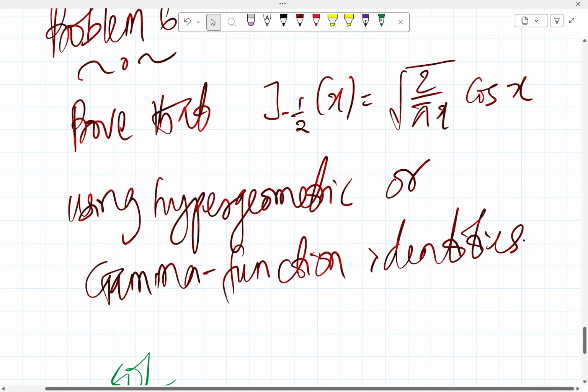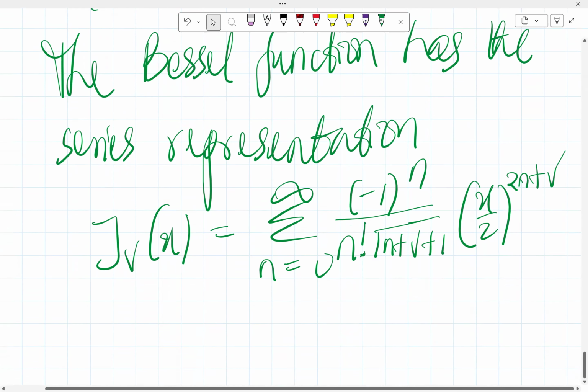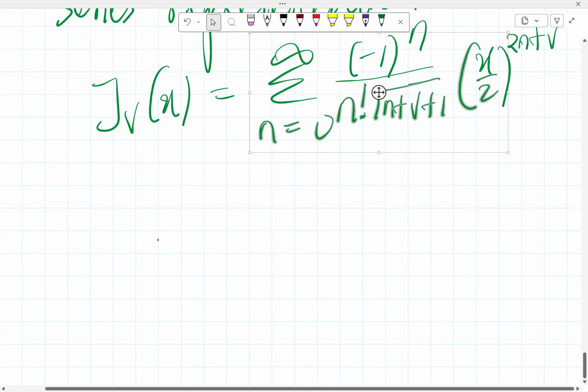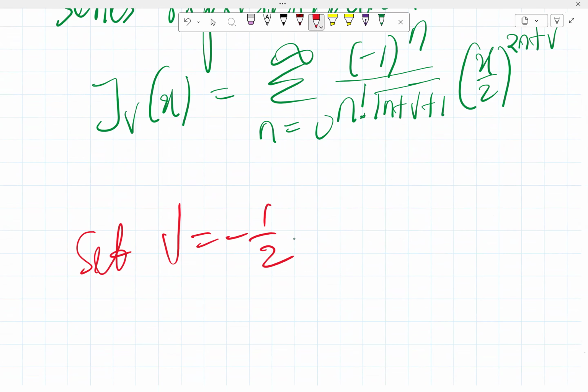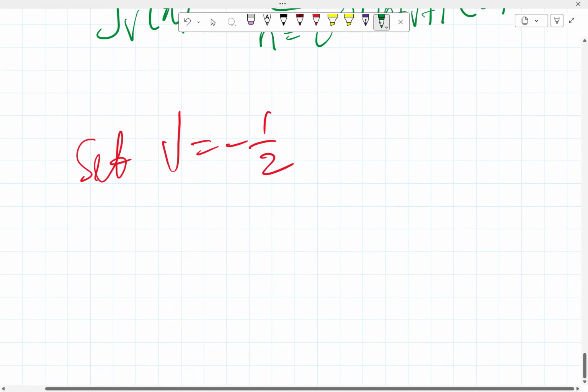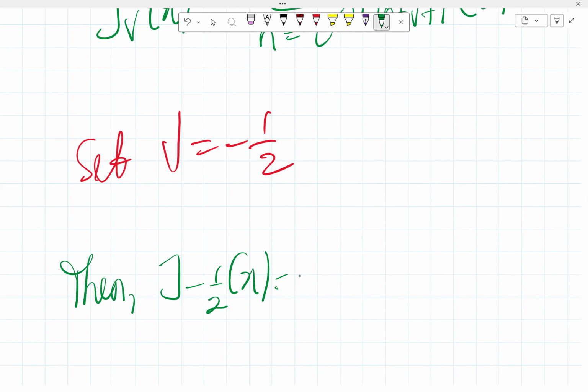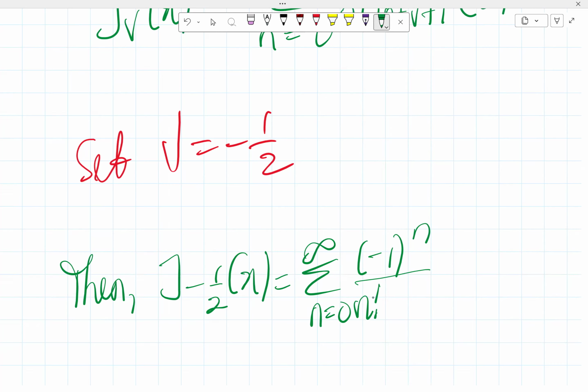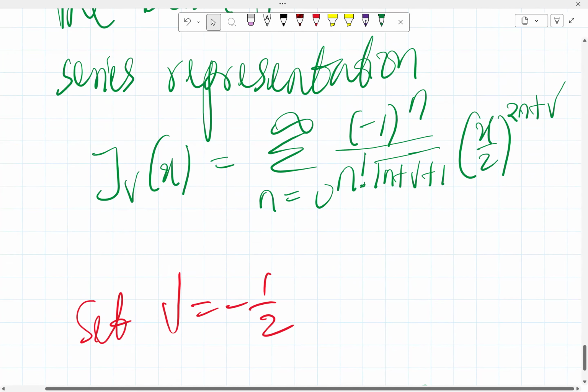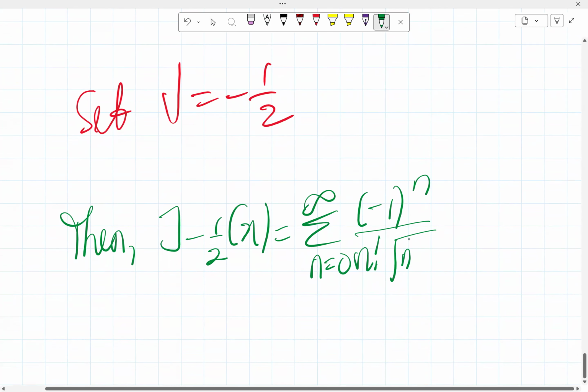Okay, so we have that. Because we need J minus half of x, that means this nu is automatically minus 1 over 2. So set nu to be minus 1 over 2. Then we have J minus half of x. Anywhere you see nu, you just put minus half. So summation from n equals 0 to infinity, minus 1 raised to the power n, over n factorial, then gamma of n plus nu plus 1. So that's gamma of n minus half plus 1. That's gamma of n plus half, basically.